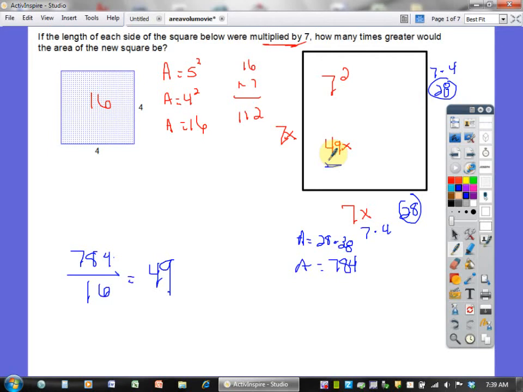Students a lot of times make the mistake of forgetting that in area we're dealing with 2 dimensions. We're dealing with length and we're dealing with width. So we have to multiply 7 to the second power because the scale factor is 7.